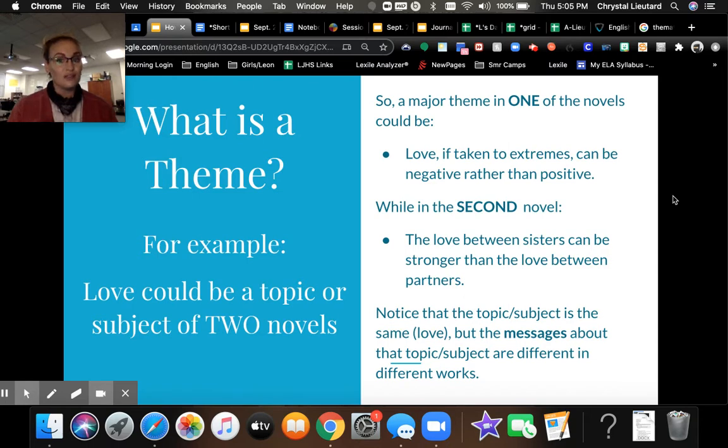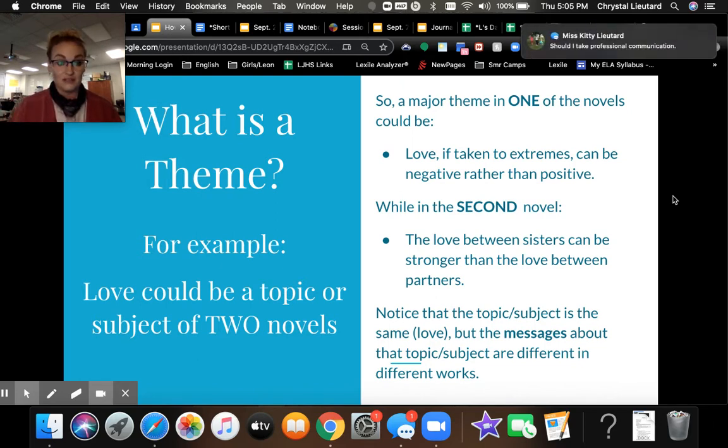So when you're thinking about a thematic idea, you could have the same thematic idea across multiple novels, right? Love is one of the thematic ideas in the Hunger Games. It's also a thematic idea in Frozen. So that's why just that one word isn't enough to write. You have to be able to really dig into what is it about love that's really being shown in the story. A major thematic statement in one novel could be love, if taken to extremes, can be negative and not positive, right?